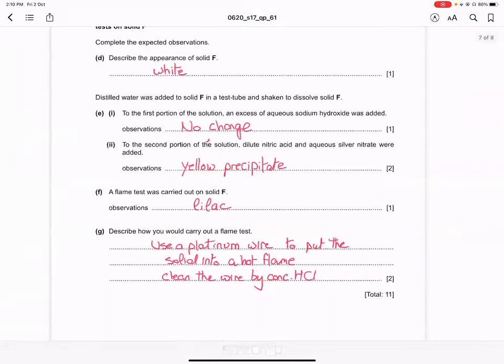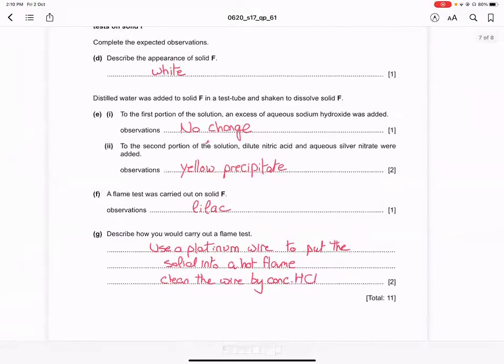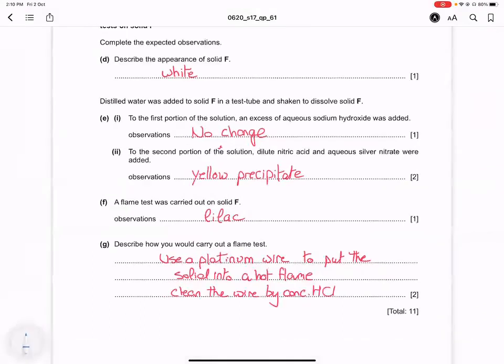Complete the expected color of solid F, which was in group 1, whose compounds all give white solids, okay? So it is white in color. To the first portion, he added sodium hydroxide. Sodium hydroxide and potassium, they don't give a result, no change. Potassium is not in the table of cations.